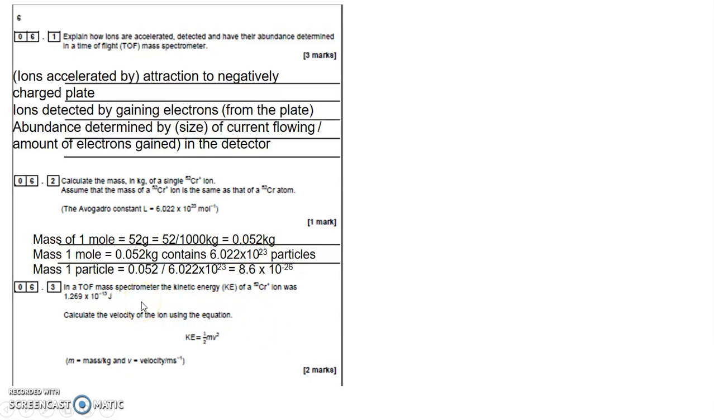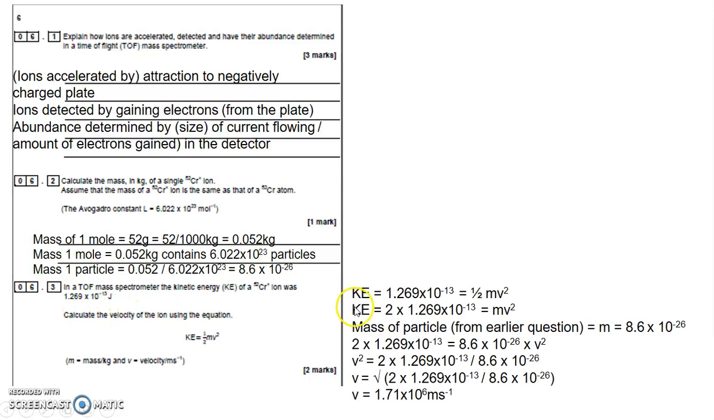In a time-of-flight mass spectrometer, the kinetic energy of a chromium-52 ion was 1.269 times 10 to the minus 13. So now I've got the kinetic energy, and it also gives me this equation. Kinetic energy is half mv squared, where m is the mass of one particle in kilograms. So I've now got the m as well. Let's get rid of the half first of all. Let's multiply both sides by 2, and that'll get rid of the half.